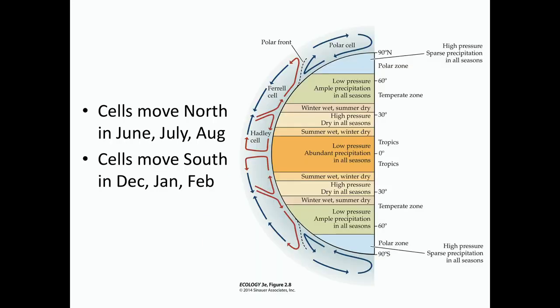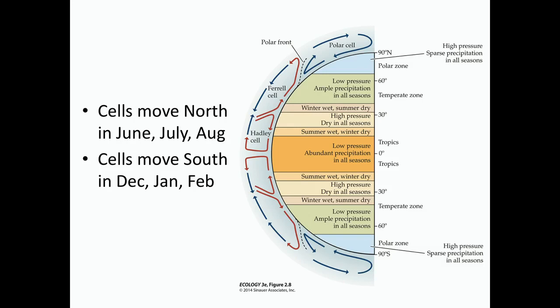So if we look at these cells again, remember the Hadley cell listed here is the one that we've been focusing on. That cell will actually move north in June, July, and August. And so rather than the center of that cell being at 0 degrees, the center of that cell is slightly north, which causes those rain clouds to travel a little bit north. So parts of the Earth that are just north of the equator will have very wet summers. June, July, and August will be very wet.